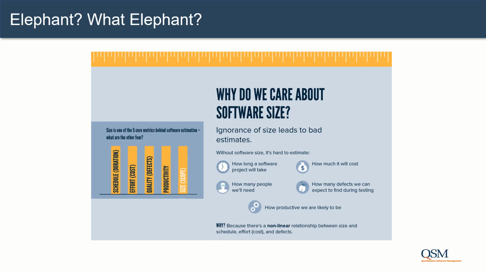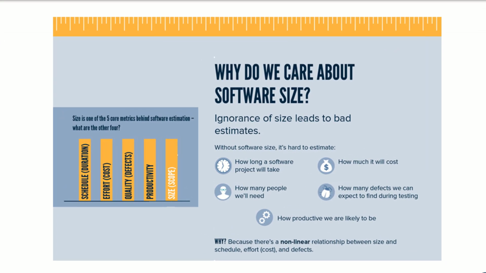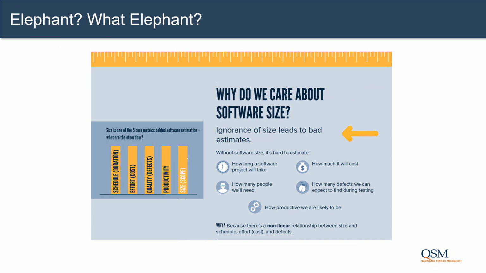We know from Larry Putnam Sr.'s original work and the scatter plots we saw earlier that schedule, effort, defects, and productivity all increase non-linearly with size. Size is a measure of the project scope. Ignorance of size leads to bad estimates because size determines the time and effort required.